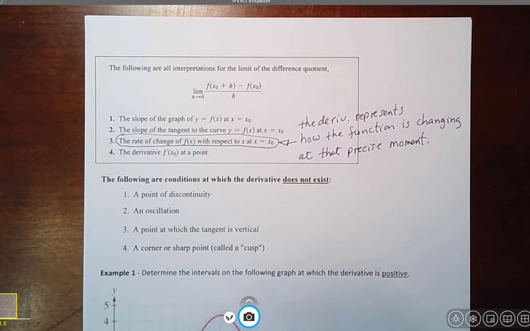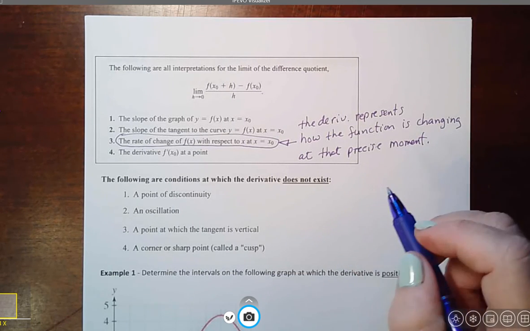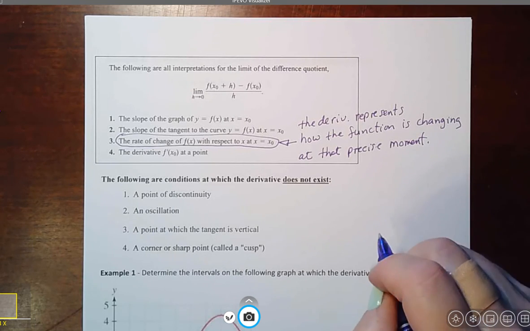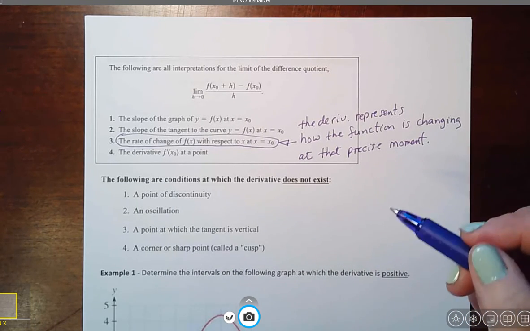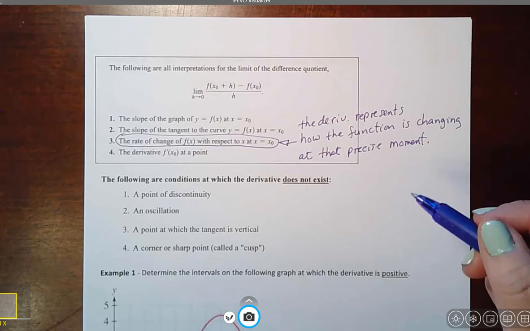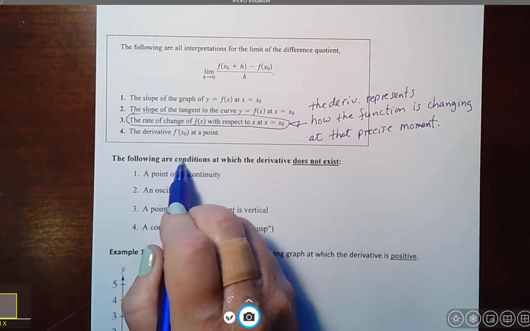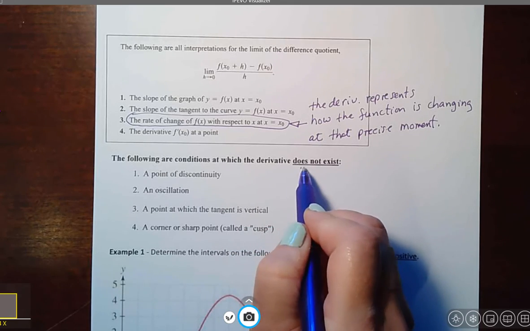This is one of the, like I said, foundational concepts of calculus. So we're going to see a ton of uses for this. It's the derivative that is one of the reasons that makes calculus such a useful math. So now, this is important. The following are conditions in which the derivative does not exist.